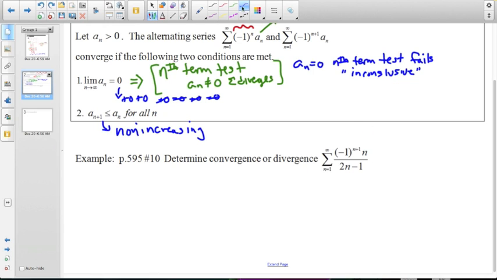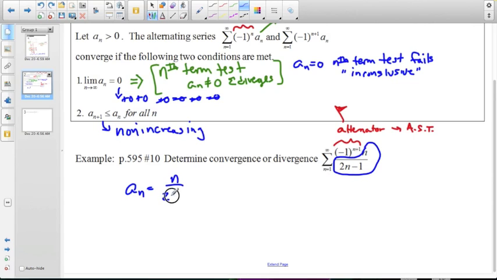So taking a look at this example here, here's our alternator. All our alternator is saying is that we should be looking to use the alternating series test. So really use that as kind of a red flag, which is why I'm using red here, to say, hey, use the alternating series test. It's the only test that is set up for things that fluctuate between plus and minus. So the a sub n, the nth term, looks like everything here without writing down the alternator. So the nth term is n over 2n minus 1.